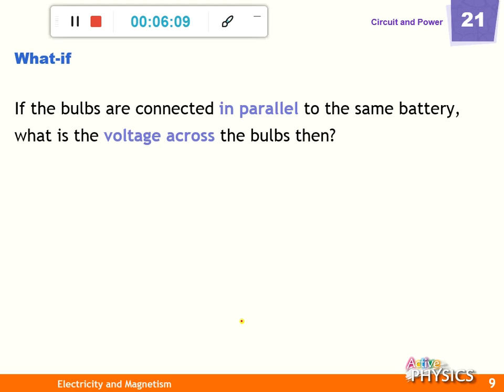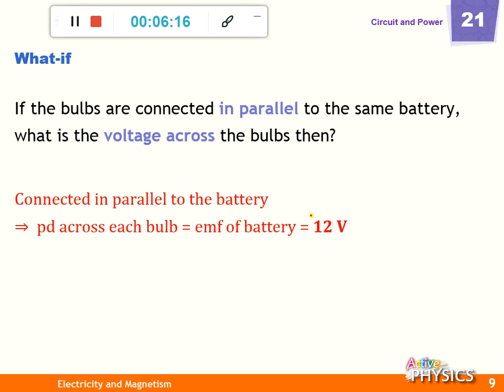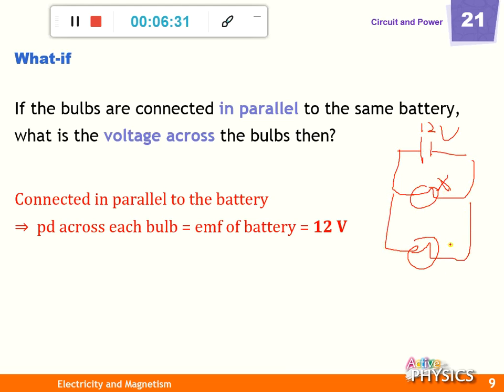What if the light bulbs are connected in parallel to the same battery? What is the voltage across each? It means that the diagram should be this. This one is the battery, 12 volt. And then across the light bulb X, this one is X, and this one is light bulb Y. Then what will happen? Using the same method, this one is 0 volt, 0 volt, 0 volt. This one is 12, 12, and 12.